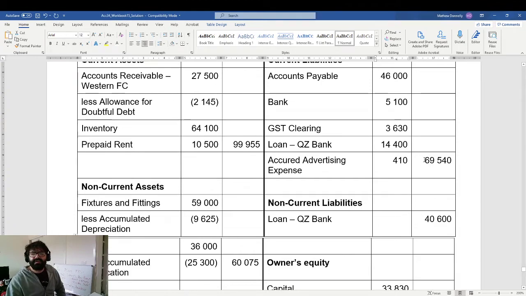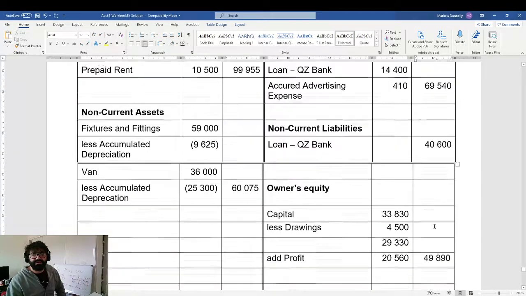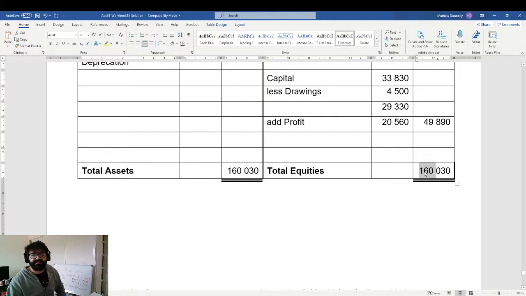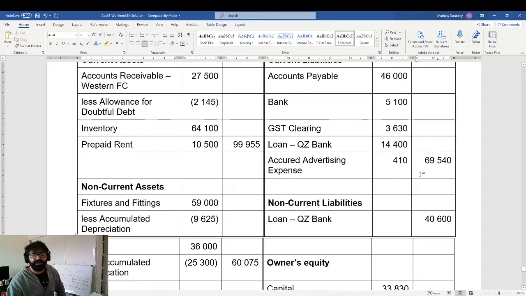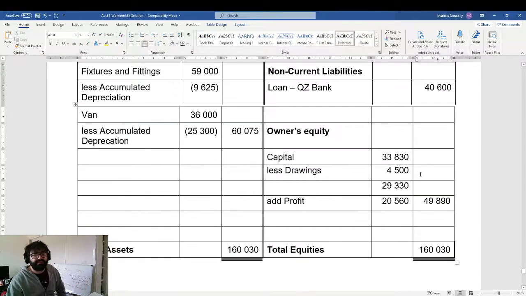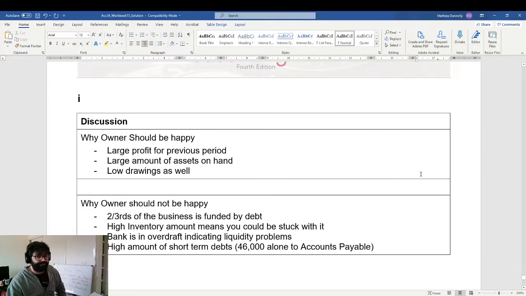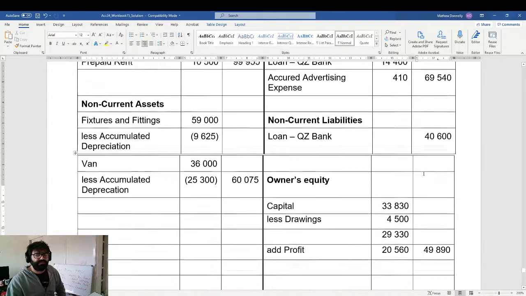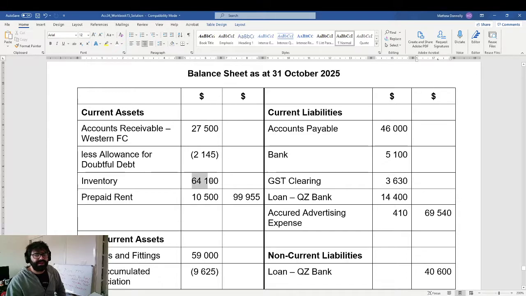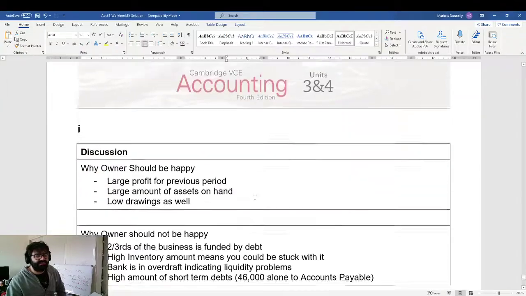So you look at the debt, 110,000 of 160,000 is funded by debt. That is bad. Please remember that. That's two thirds of the business funded by debt. That means higher risk. High inventory amount means you could be stuck with it. So if we look at the inventory, we see 64,000 there, and that's 99,000 right there. So that's a lot.